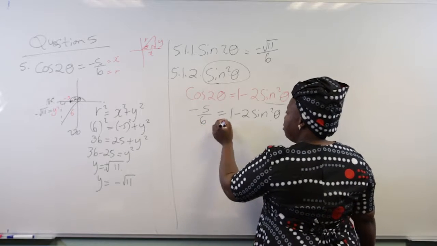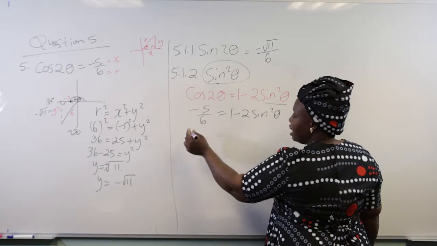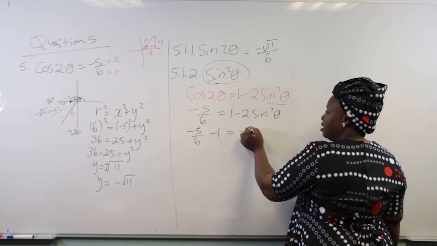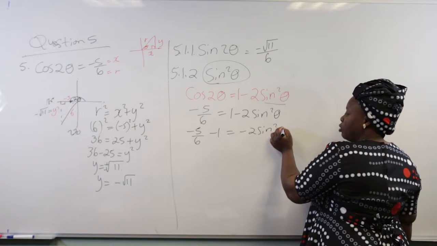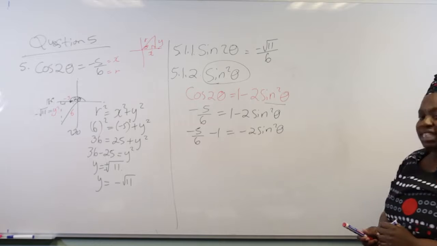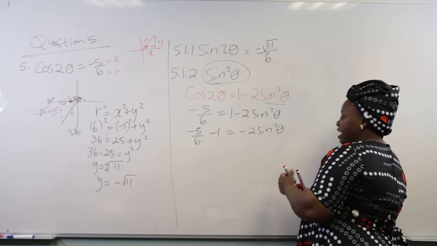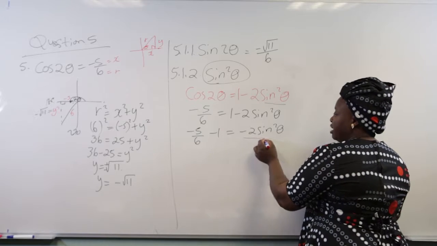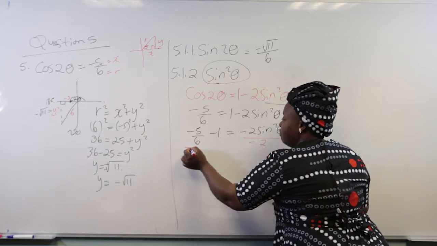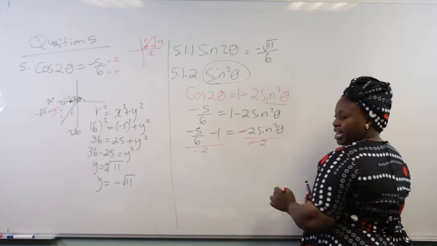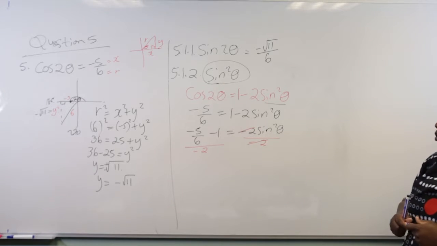So let's take the 1 to the other side. It's minus 5 over 6 minus 1 equals minus 2 sine squared theta. We still don't need the minus 2, so we have to take it to the other side as well. We are going to divide both sides by that minus 2. If I divide the whole thing by minus 2, the minus 2 will cancel with the minus 2. Then I remain with sine squared theta.